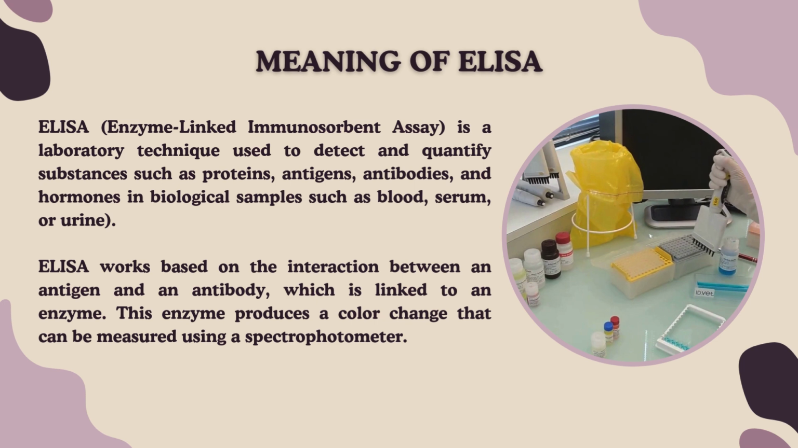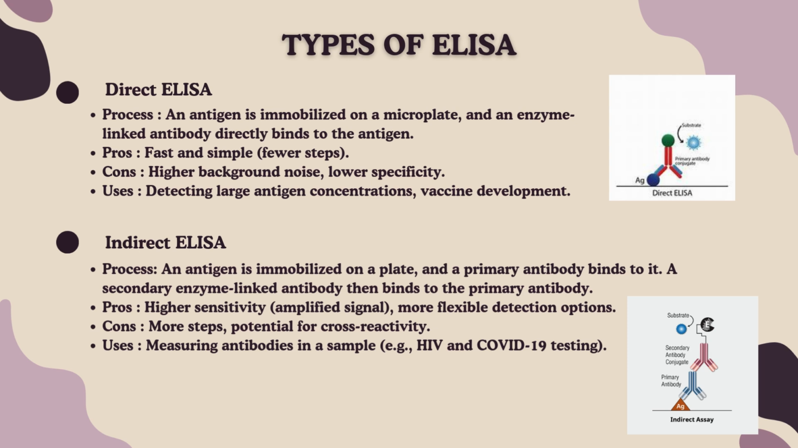Other than that, ELISA is widely used in veterinary medicine and animal research for diagnosing disease, monitoring immune responses, and detecting pathogens in livestock, pets, and wildlife. There are 4 types of ELISA. The first one is direct ELISA and the second one is indirect ELISA.